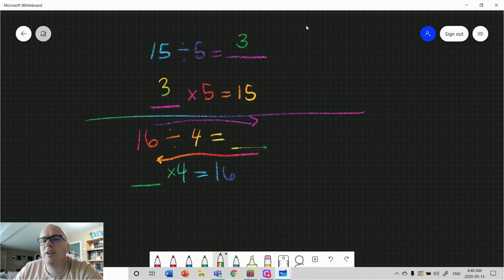Again, I could use skip counting to figure this one out if I don't have it memorized. 4, 8, 12, 16. 4. 4 times 4 equals 16. Therefore, I know 16 divided by 4 equals 4. So that is our quick review for today.